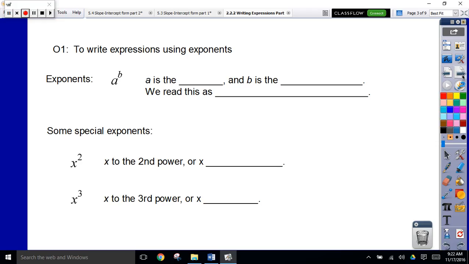We have a to the b power. We're not going to do a lot with exponents this year, but we will go through this. A is the base, and b is the power. So we read this as a to the b power.